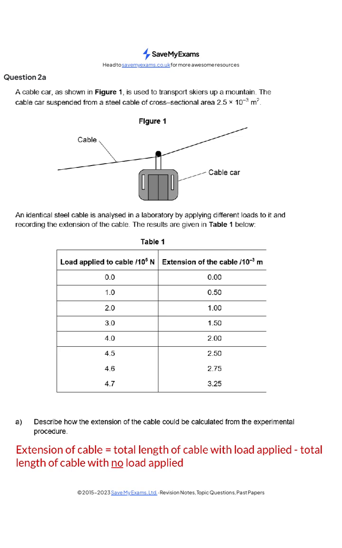So if you were writing that like a method, the first thing you'd do is measure the length of your wire without a load, and then during your experiment you'd add a load, but because we're working out the extension, you need to make sure you take away the initial length of the cable at each measurement before you write it into your table.